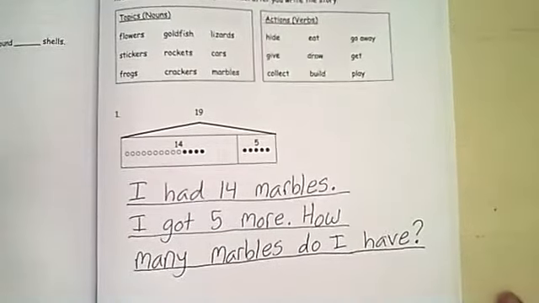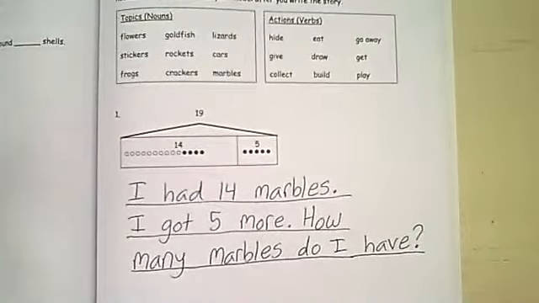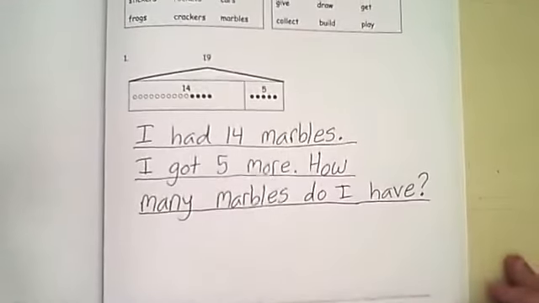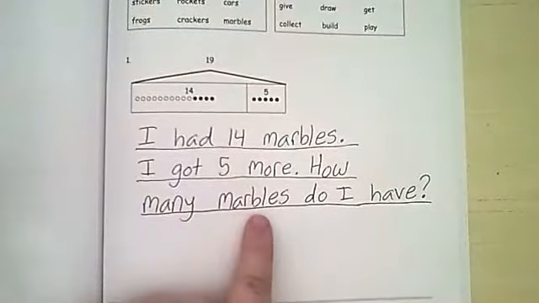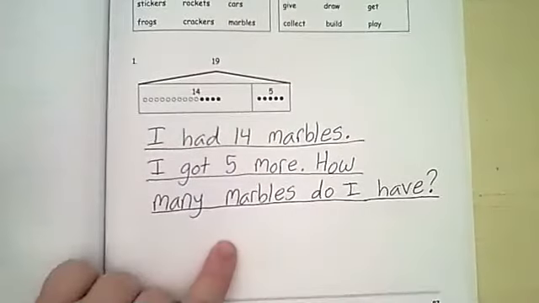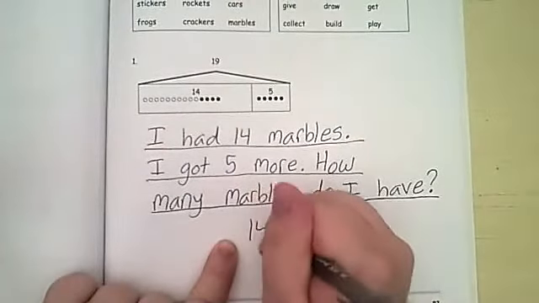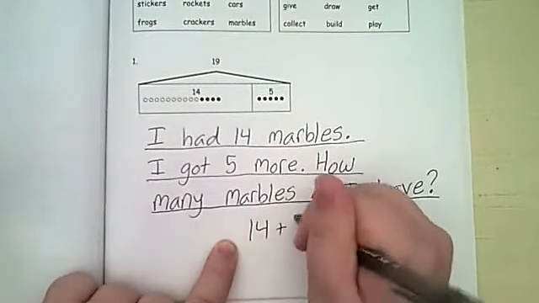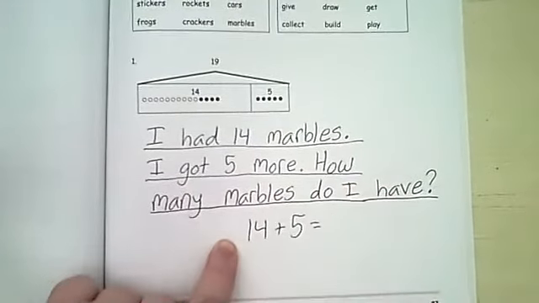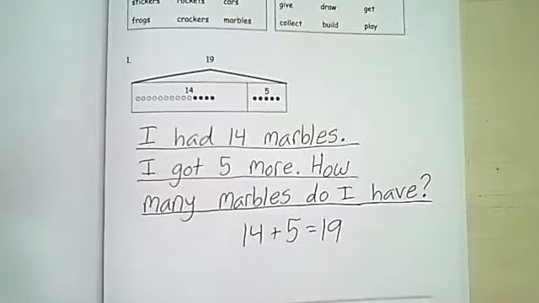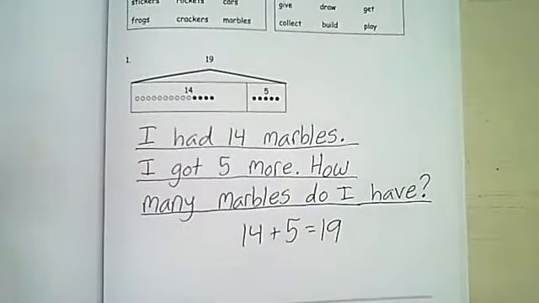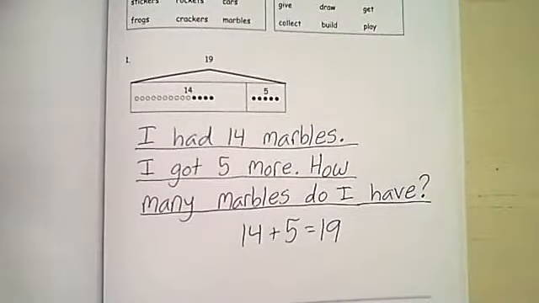And you should already know the answer to this problem, but we're going to write a number sentence to show our work. So I had 14, I got 5 more. How many do I have now? Let's write a number sentence. 14 plus 5 more equals 19. All right, there's our first one. Remember, you can pause if you need to catch up. We're going to go on to the second one though when you're done.